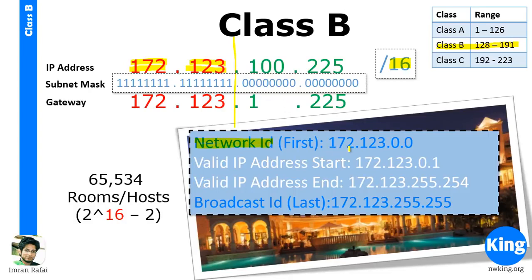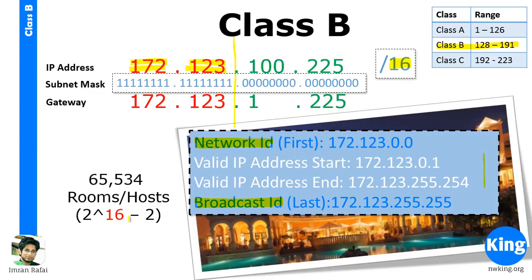So 172.123.0.0 is the network ID, and the broadcast ID is made by making the host bits all ones. So the broadcast ID is nothing but 172.123.255.255. Valid IPs are between 172.123.0.0 to 172.123.255.254.